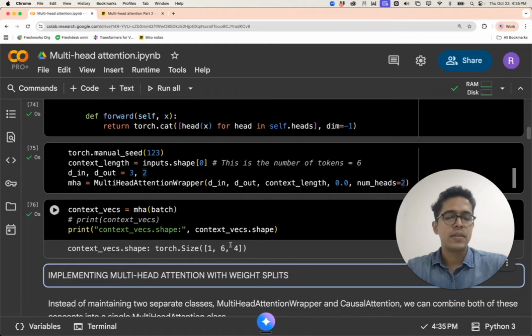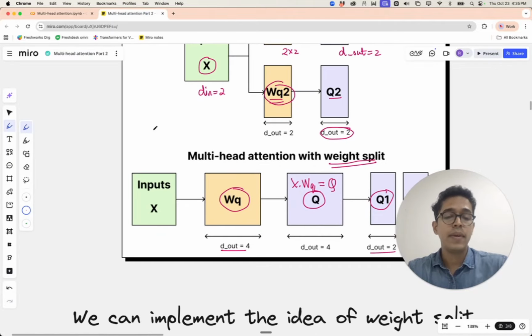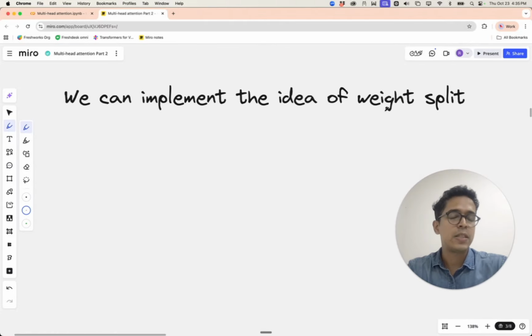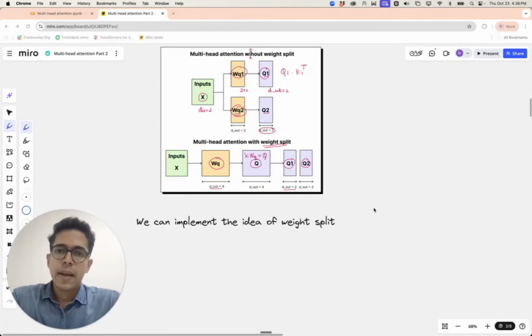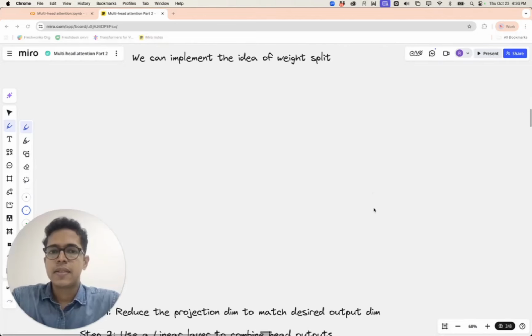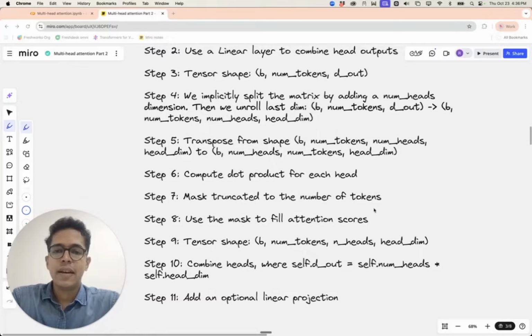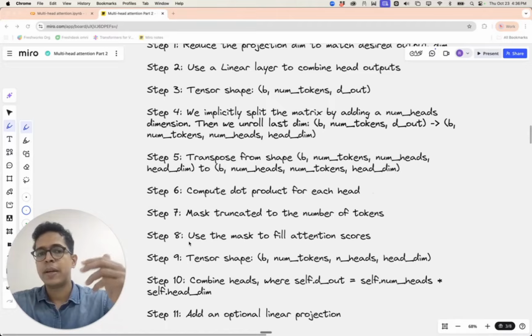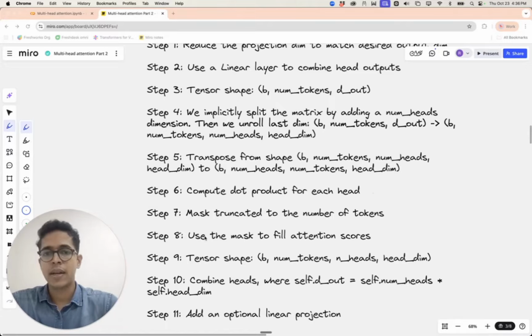Now this became 164. So this is what we implemented in the last lecture. In today's lecture, we will see how we can play with this dimensionality to implement the idea of the weight split. So I am implementing these weight splits in 11 steps, but I'm not going to read these steps right now. Let's dive deeper into each of these steps, and then we'll come back to these 11 steps to make sure that it makes sense to us, right? And then we will look at the code.